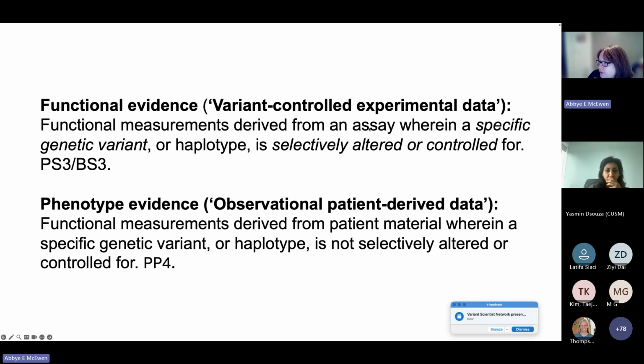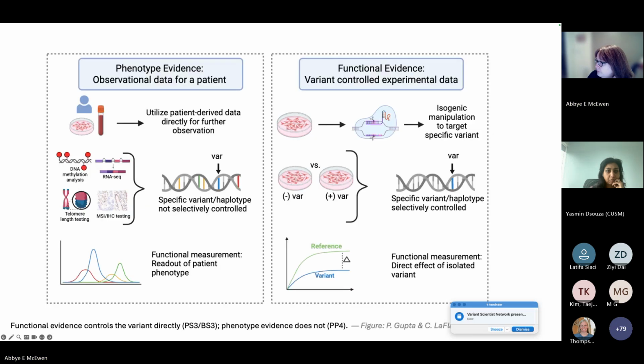So these are measurements that are derived from an assay where a specific variant is selectively altered or controlled for. And this maps to the BS3, PS3 evidence codes. Sometimes people call functional measurements derived from patient material also functional evidence, but we think this fits better under the PP4 code for phenotypic evidence. So for the rest of my talk, I'm going to be talking about functional evidence derived from model systems, not from patient material.